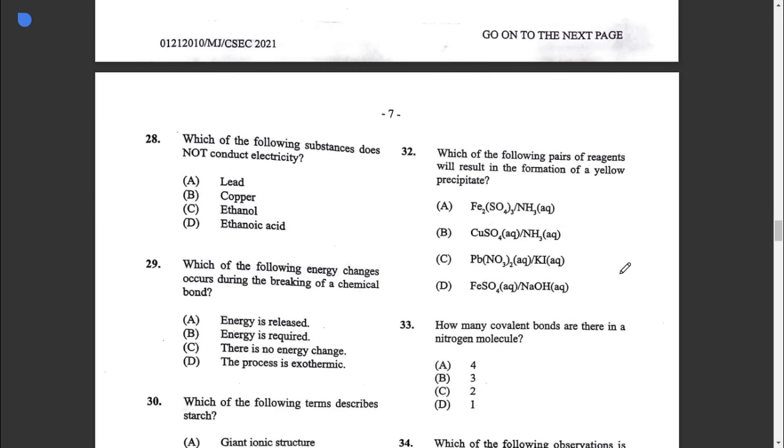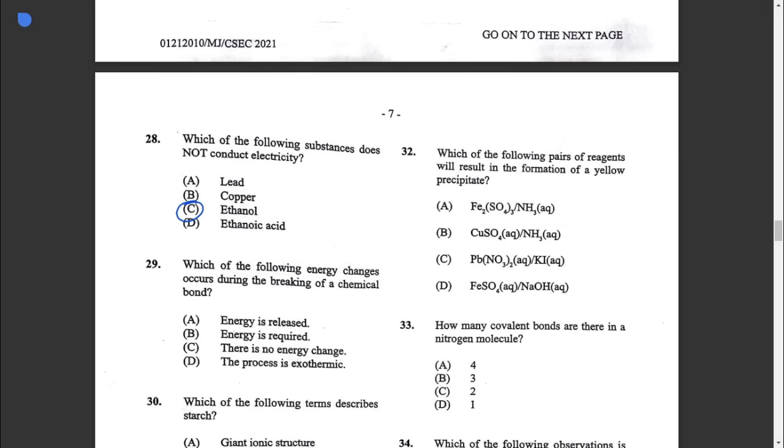28. Which of the following substances does not conduct electricity? And we know that ethanol doesn't conduct electricity. Ethanoic acid, because of the release of H+ ions in solution, forms the ethanoate ion and the hydroxonium ion, H+. And so once the ions are available, you will see the electricity flowing through the wires. It may be weak, but nonetheless the electricity will still flow. Copper, we know, is what runs our electrical cords and devices, and lead is used in batteries. So the best answer is C.